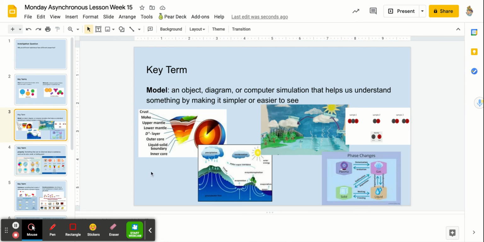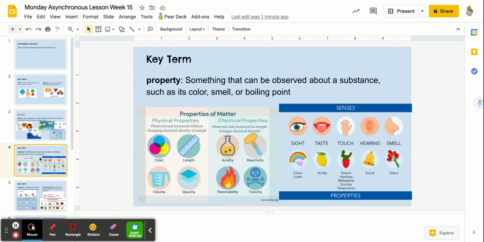And like I was saying before, we've been looking at a lot of models throughout this entire year. We have our atomic models now, but we've been looking at models when we studied plate tectonics, when we were studying ecosystems, and also models for phase changes. So these models are objects, diagrams, or computer simulations that we've been using to help us understand something by making it simpler or easier to see. It's kind of like blowing it up and zooming in on scientific topics.